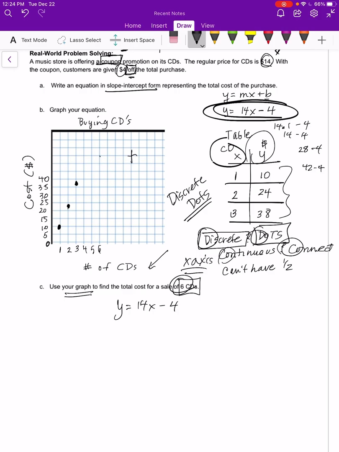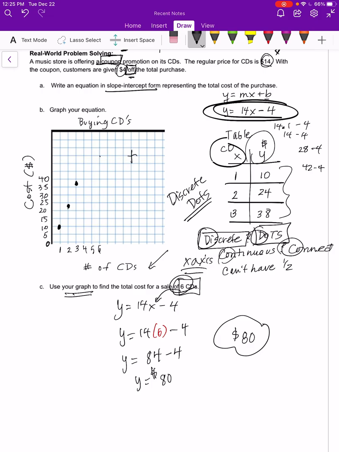You could get an idea from your graph to check your work, but I would actually plug it in. What they want you to do is plug in 6 for x. So y equals 14 times 6, minus 4. Of course, you can use your calculator. 14 times 6 is 84, and 84 minus 4 is 80. So how much would 6 CDs cost? 6 CDs would cost $80. So don't use your graph. Use your math. Get an exact answer.